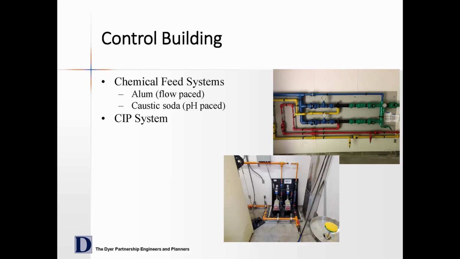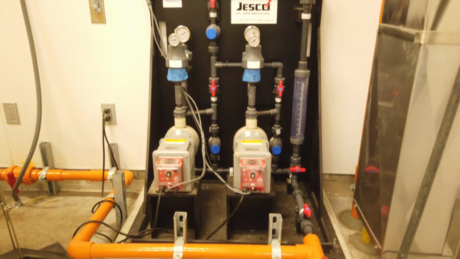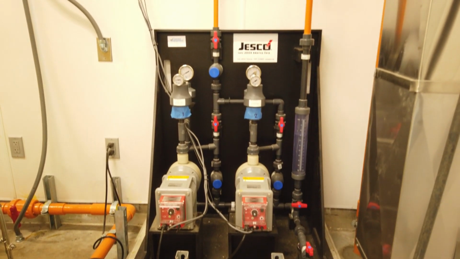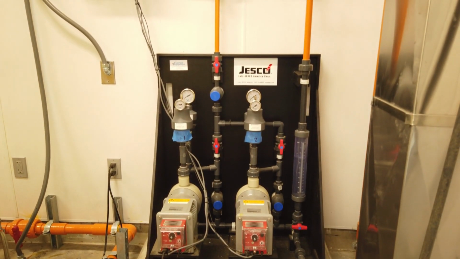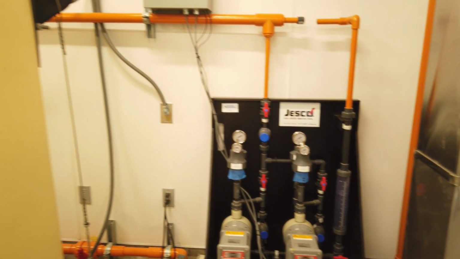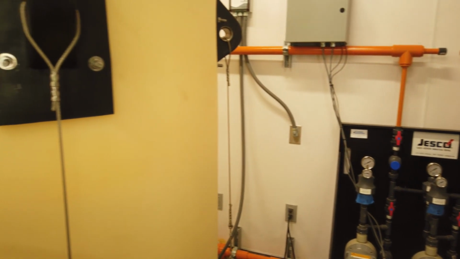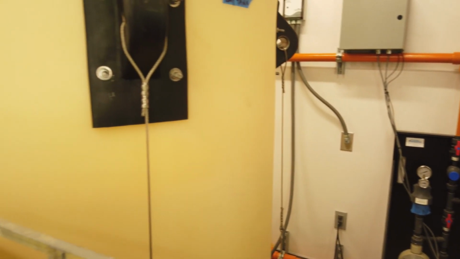Also in the control building is a chemical feed room, which we will access from around the building. The chemical feed room consists of an alum feed system for chemical precipitation of phosphorus. The alum feed system includes 2 dosing pumps. The operators can run off of a 405-gallon day tank or totes.